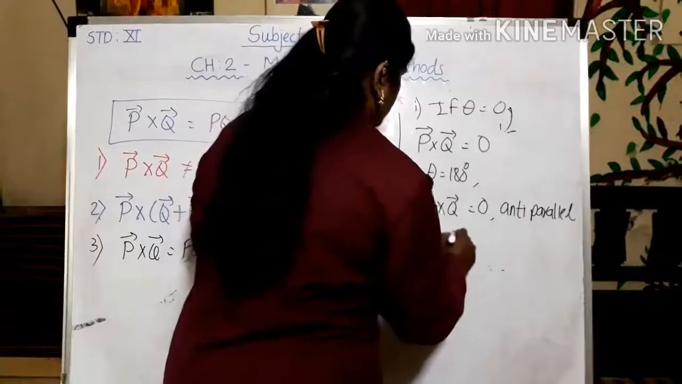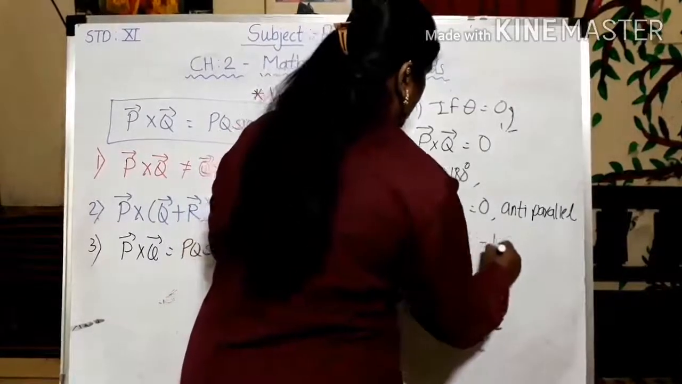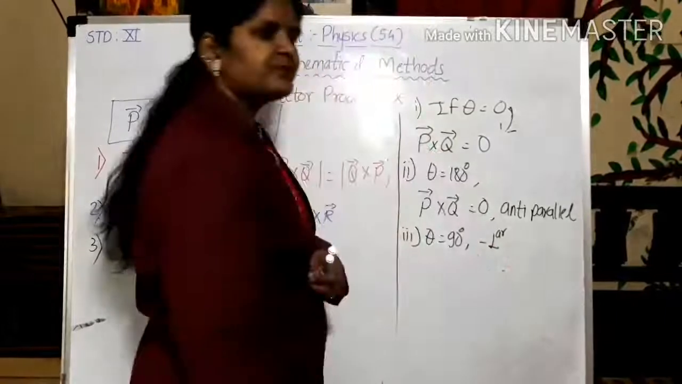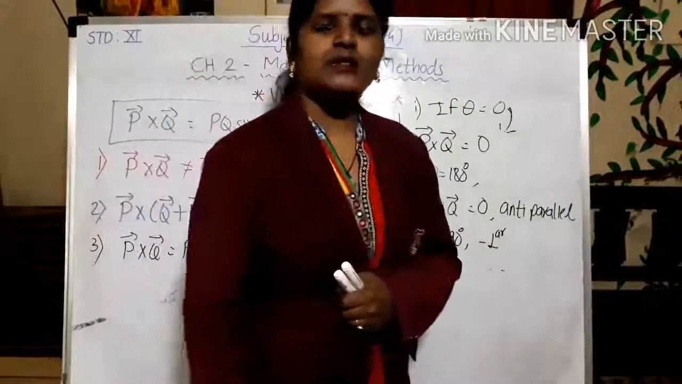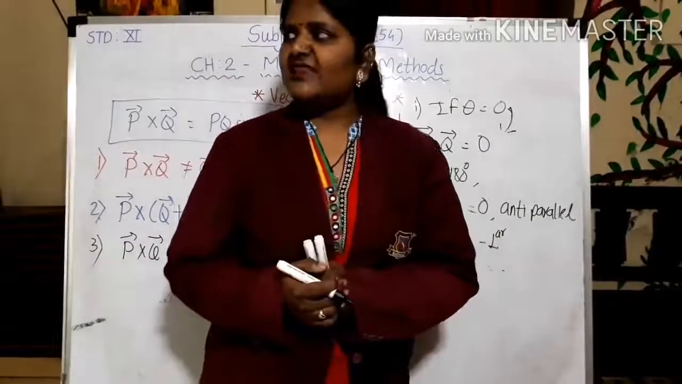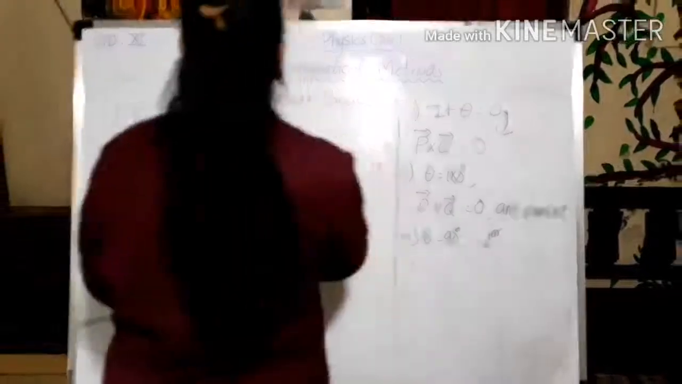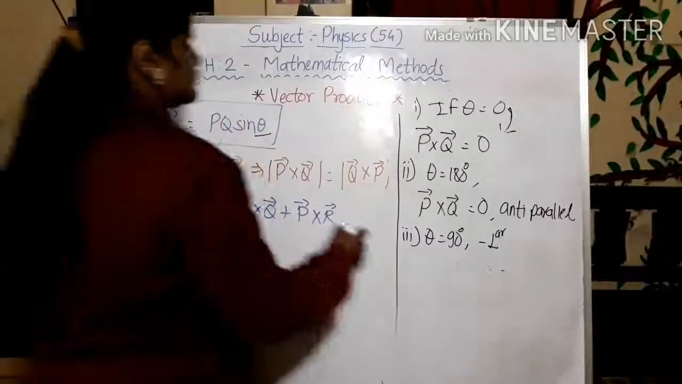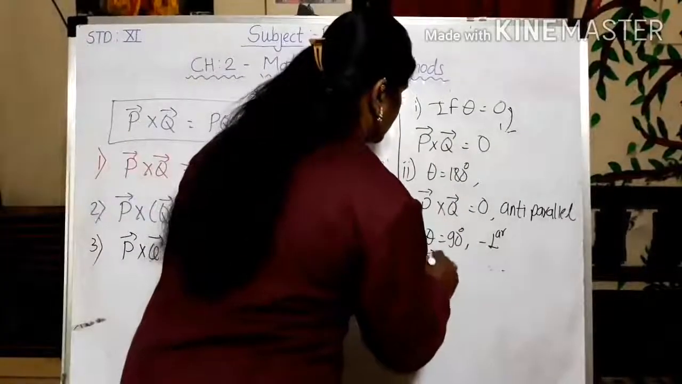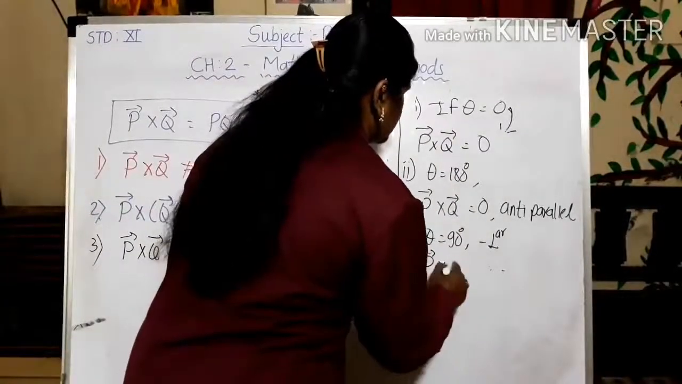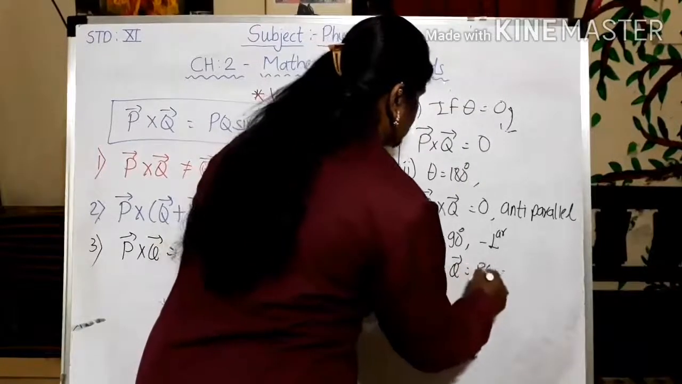If theta is equal to 90 degrees, what can we say? They are perpendicular, right? P bar and q bar are perpendicular. And what is sin 90? Sin 90 is 1. So we can put 1 instead of this. Whatever I have written by mistake over there was for.